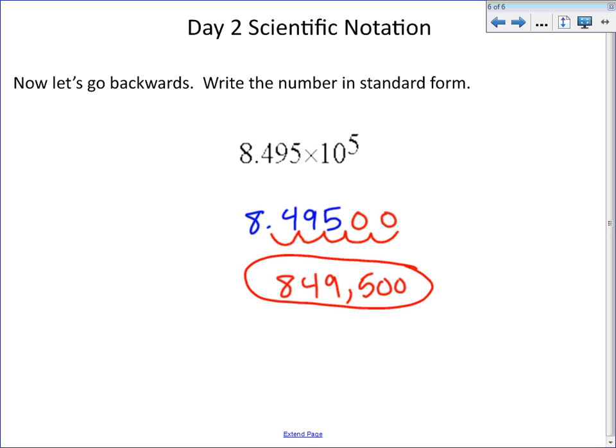I hope that helps you with your basic understanding of scientific notation. Tomorrow we'll start diving into how to do operations with numbers in scientific notation.